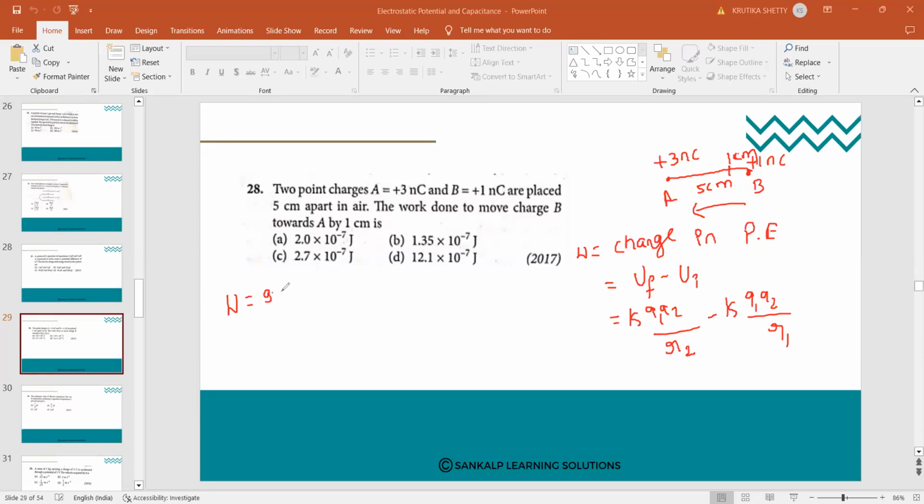Commonly, 1/4πε₀ is 9 × 10⁹, into Q1 3 × 10⁻⁹, into Q2 1 × 10⁻⁹, bracket inside 1/R2. So 1/R2: 1 centimeter. From 5, this side 1 centimeter comes. So it is 4 × 10⁻² minus 1 divided by 5 × 10⁻². So simplify and check what you get.